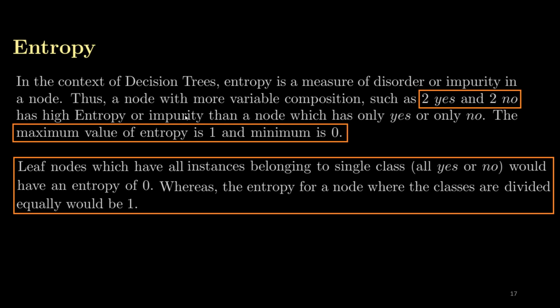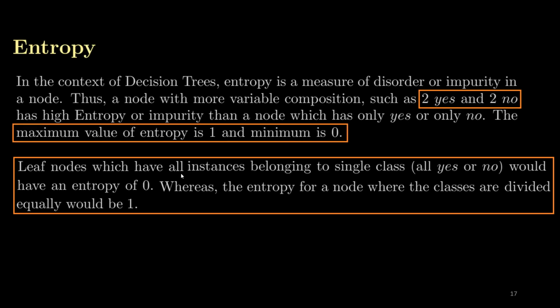So what happens if the entropy of a node is high? It means that the node is impure, and we need to split that node further. Look at this example. Suppose we have a node with 4 data samples, where 2 belong to class yes and 2 belong to class no. Here the samples are equally divided into 2 classes, so the entropy will be 1. On the other hand, if all 4 samples belong to only one class, either yes or no, there is no impurity in the node and the entropy will be 0. So here is the explanation of the minimum and maximum values of entropy.